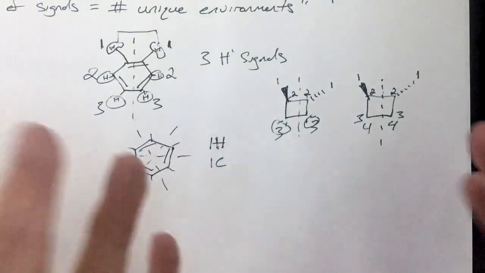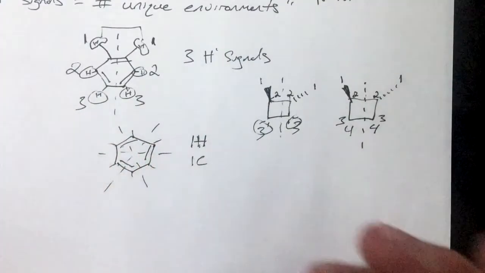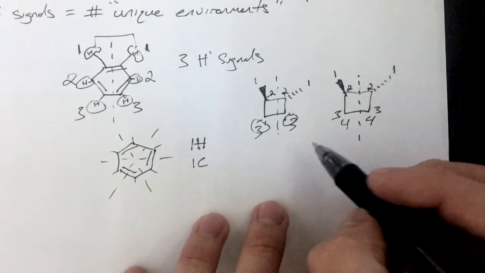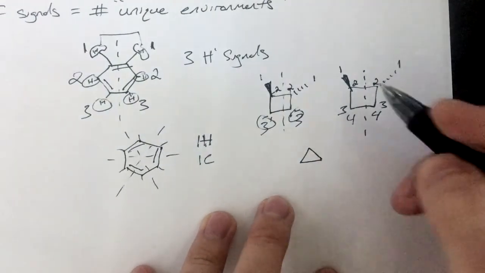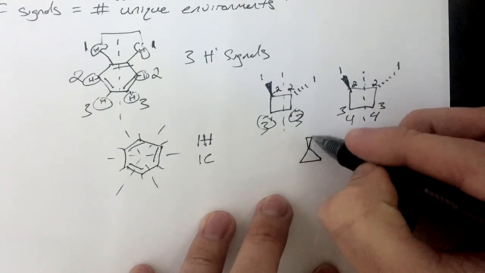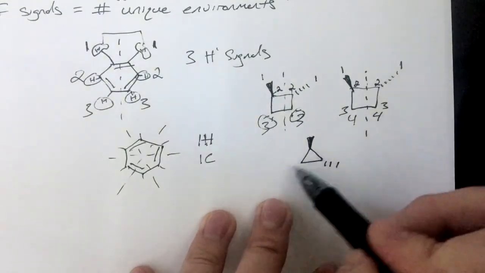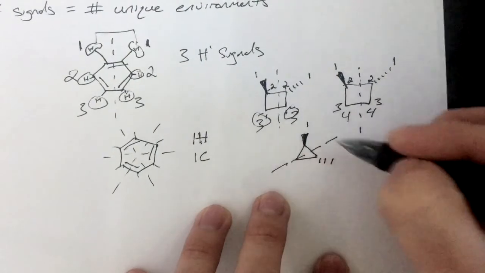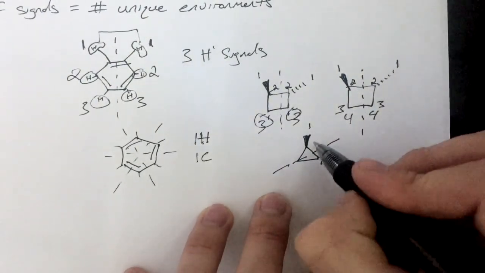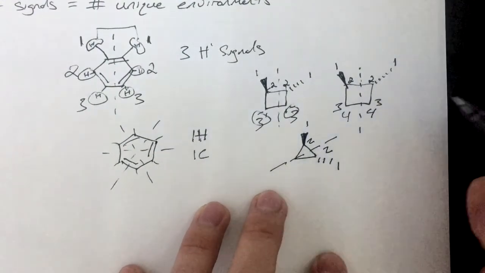So again, really the first and foremost thing to look at when it comes to counting the number of signals is symmetry. That's the first thing you want to look at. And another very common one that he throws out is another cyclic. Again, here's your line of symmetry. 0, 1, 1, 2, 2.